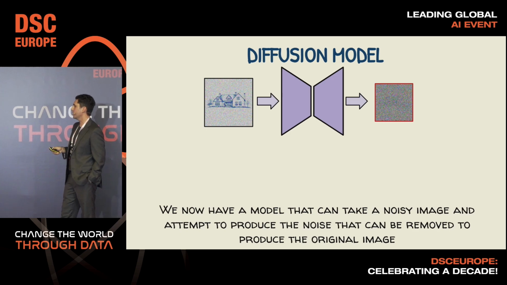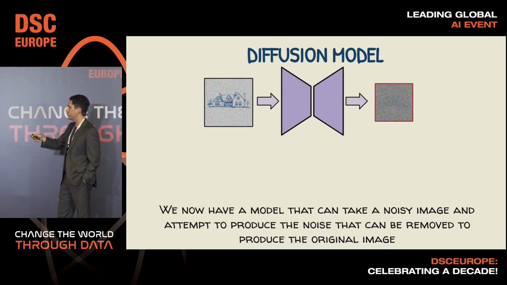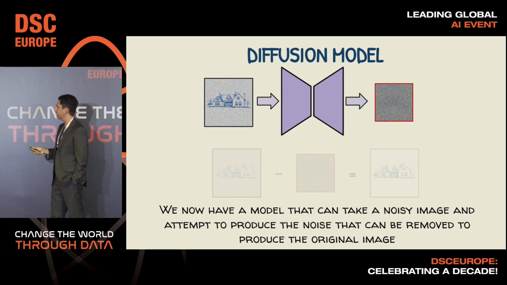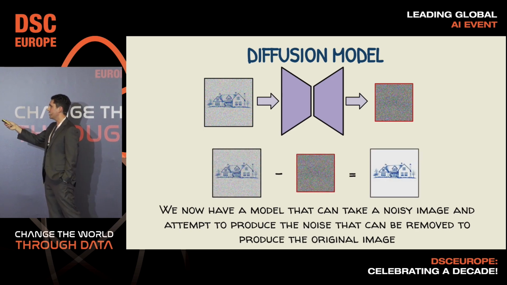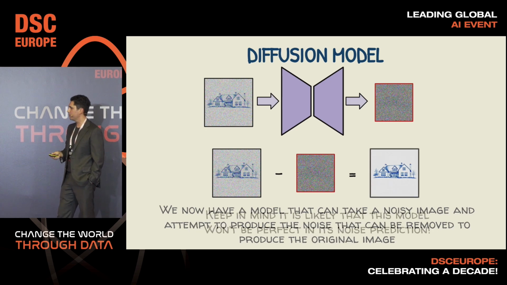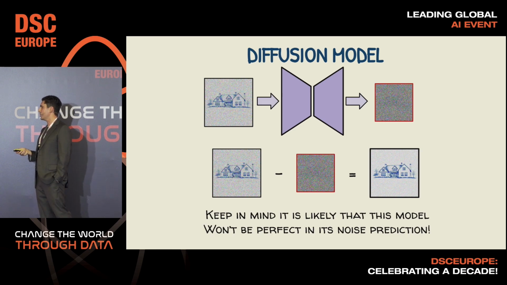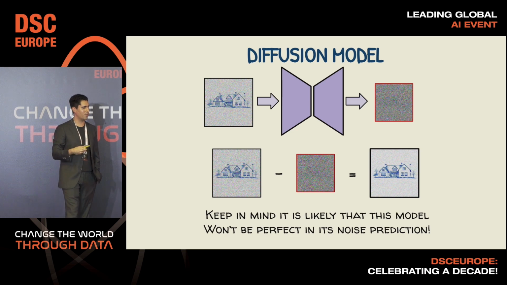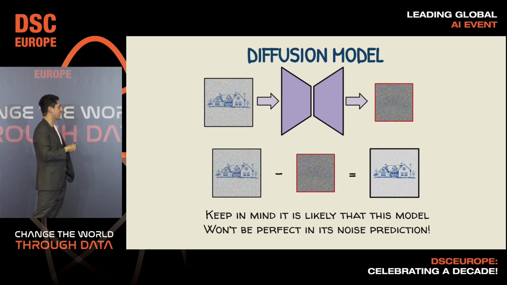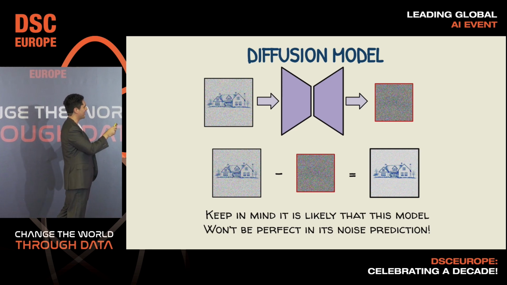So now you're actually building a model that can take a noisy image, and it's going to attempt to produce the noise that could be removed to jump all the way back to T0, instead of jumping step by step. So ideally, if this worked in one shot, you would get back the original image. But keep in mind, it's likely that the model is not going to do this perfectly in one shot. There is a lot of work to do on one-step and two-step models, but for right now, we're in the very early 2020s in the thought process here.